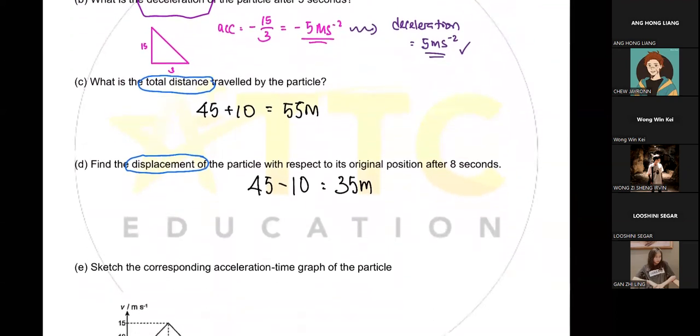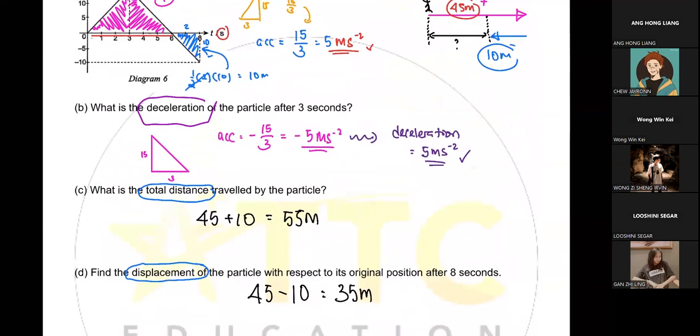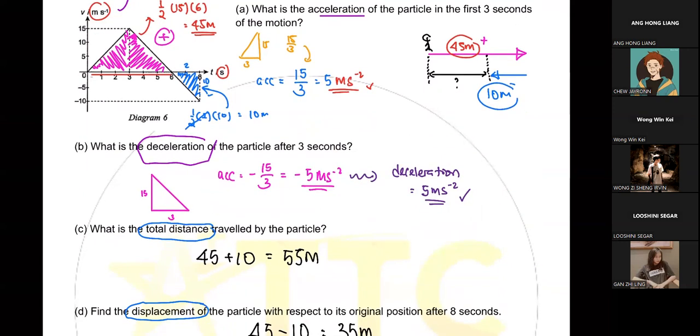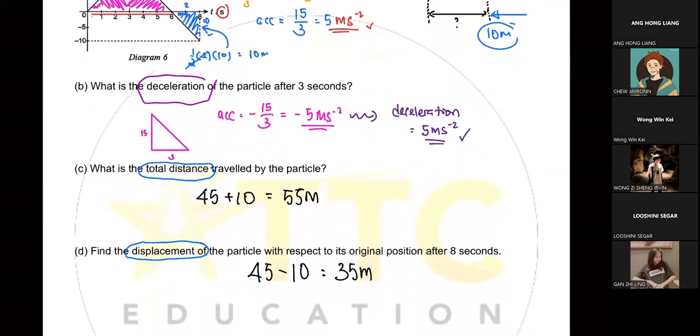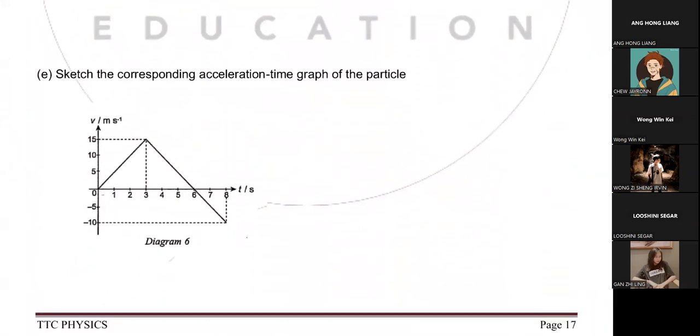Okay, now how to draw the acceleration time graph? So you see guys, in motion graphs, you need to master two things. First, you need to know how to calculate the information from here. Number two, you need to know how to draw it out. So when you say draw, what do you mean by draw here? Sketch the corresponding acceleration time graph.